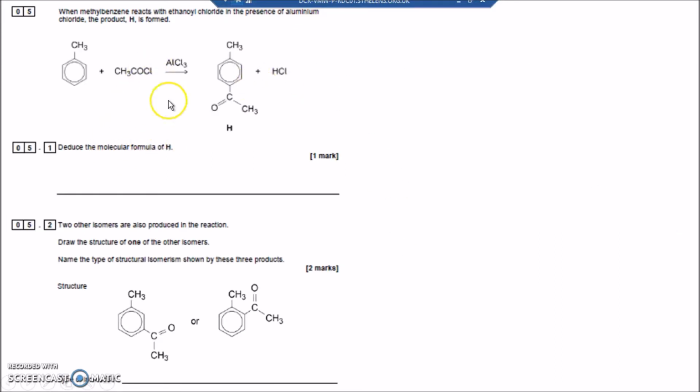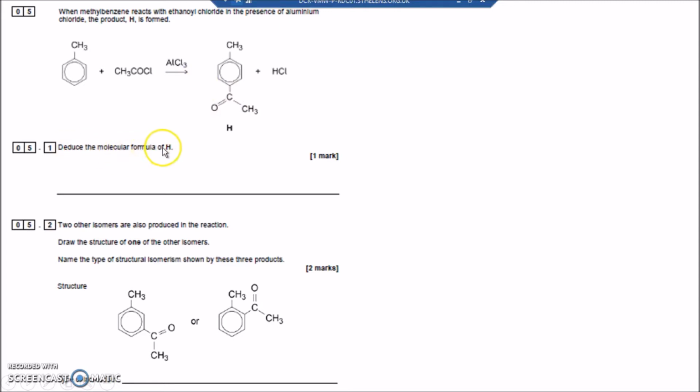Deduce the molecular formula of H. So it looks as if I've got CH3COCl with aluminium chloride. The aluminium chloride is going to remove the Cl and form AlCl4- and leave a plus on the C. We'll have a look at this mechanism in a minute, and that's going to join onto the ring and substitute an H. So we're going to get electrophilic substitution here using AlCl3 as a catalyst.